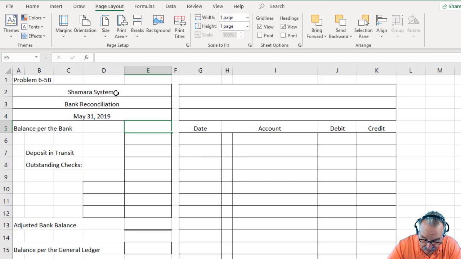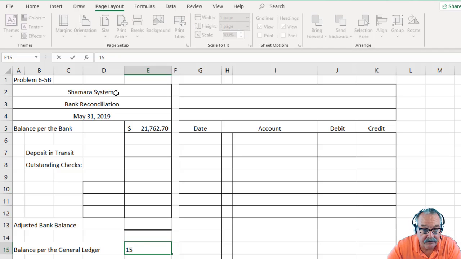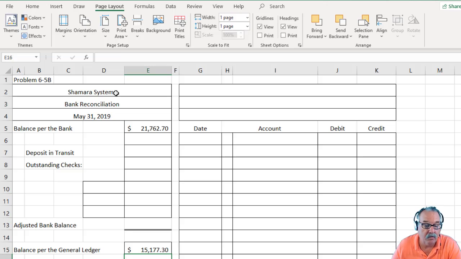So we go to the bank statement, we get the amount from the bank statement: $21,762.70. And we look in the general ledger, and the balance in the general ledger is $15,177.30. They're not the same. Why are they not the same? Because we have timing things that happen. And so we have things that are on the bank statement that we haven't recorded in the general ledger yet, and we have things that are on the general ledger that the bank doesn't know about yet.